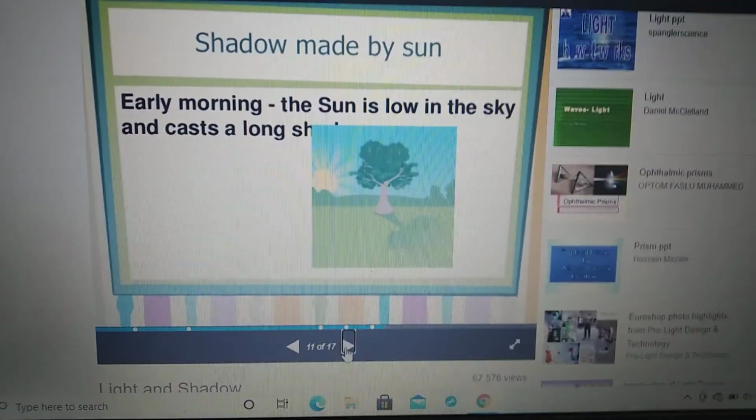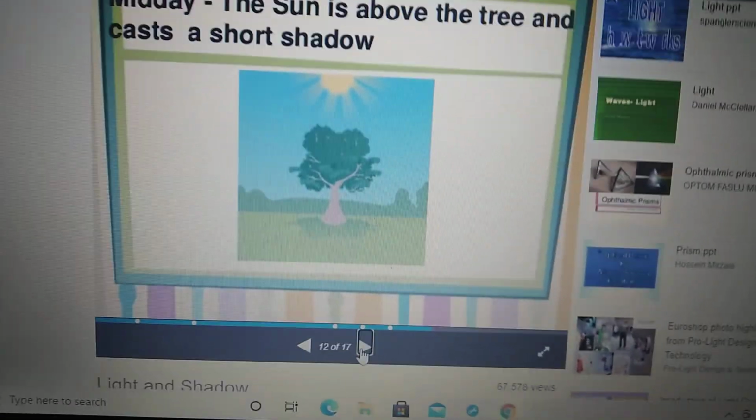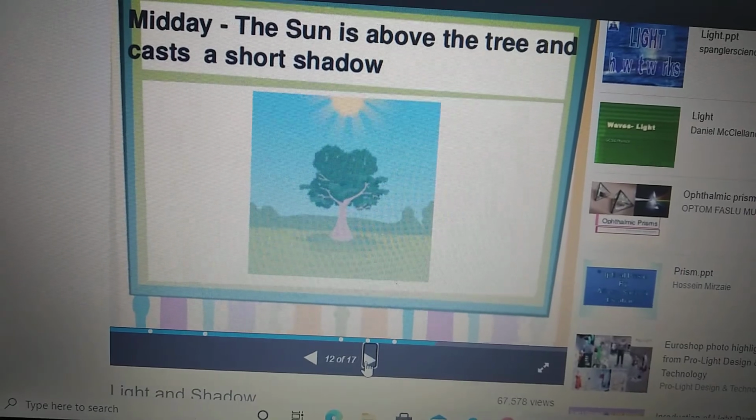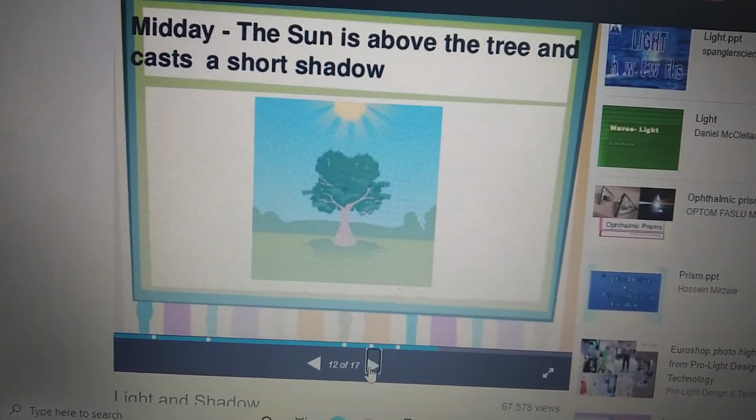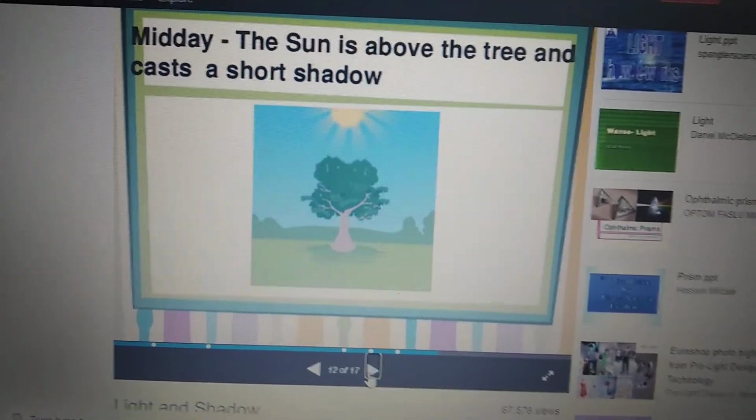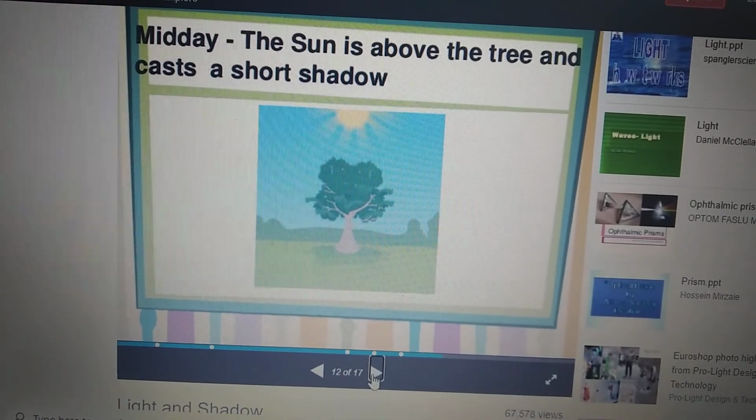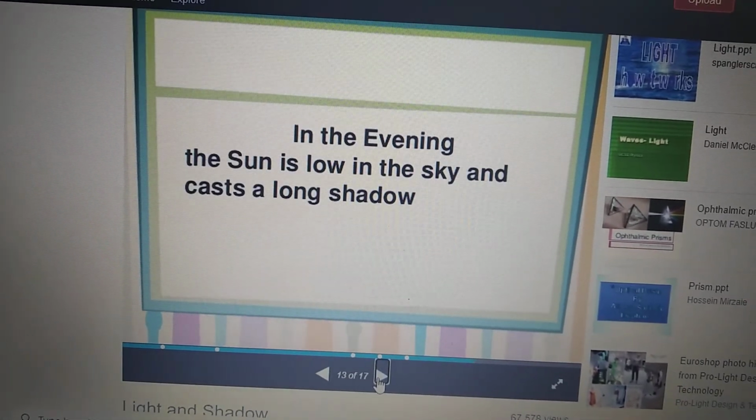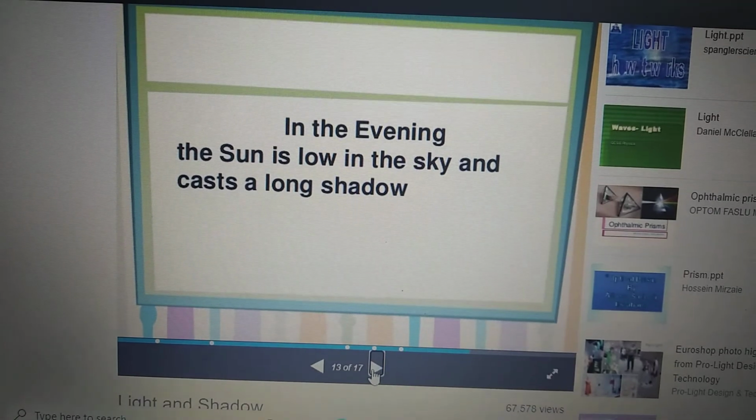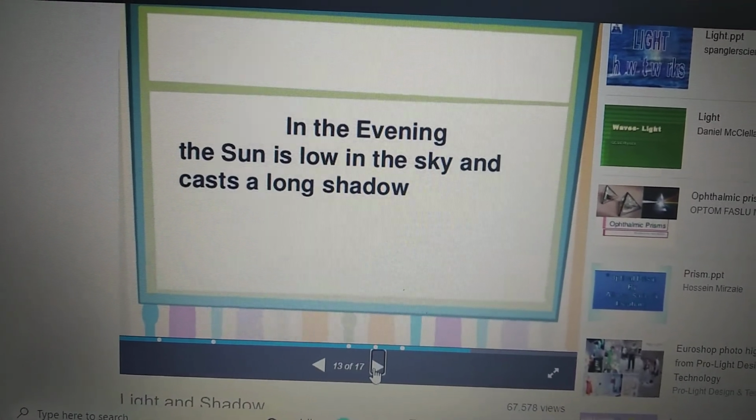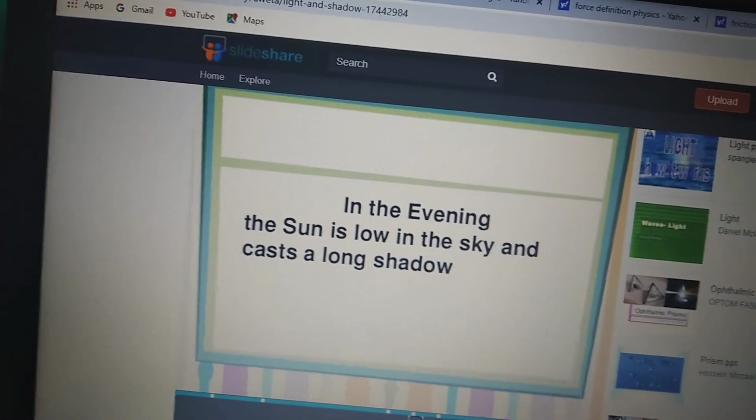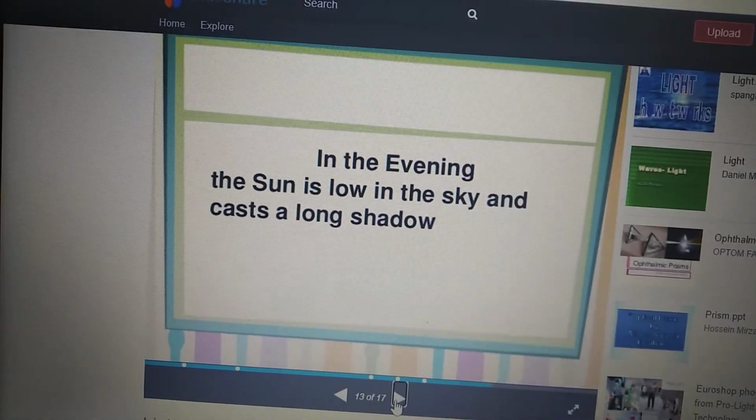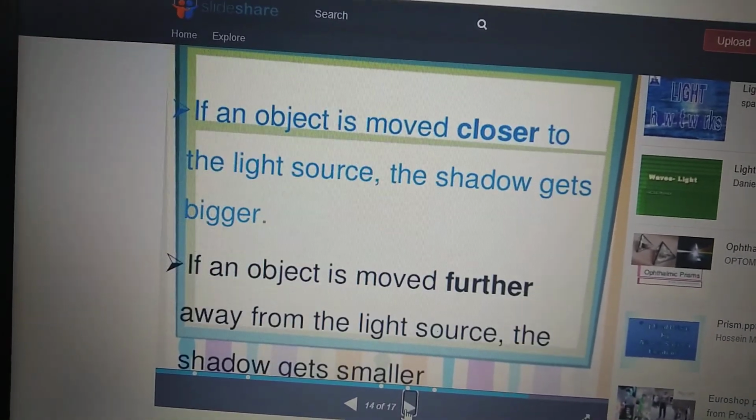Next, observe this shadow at midday. Are you observing midday? That means the sun is above the tree, and it casts a short shadow. Next, in the evening, the sun is low in the sky and casts a long shadow. So the shadow differs from morning, afternoon, to evening, isn't it?